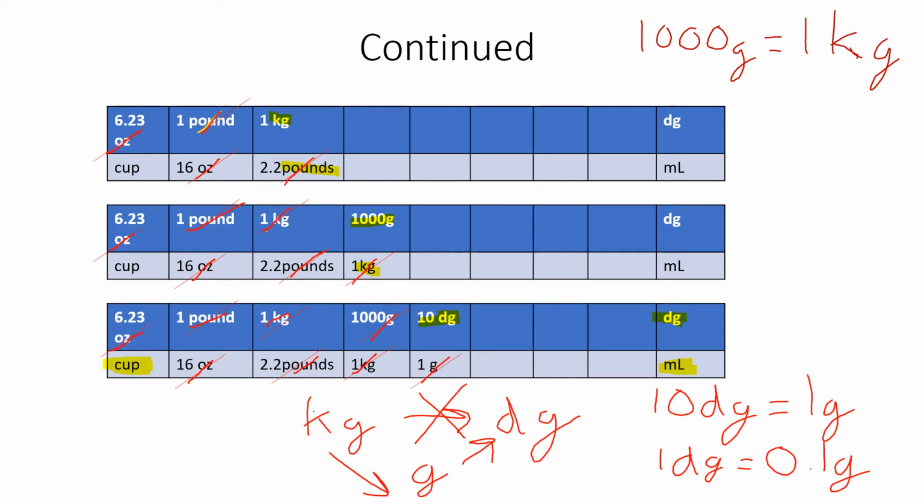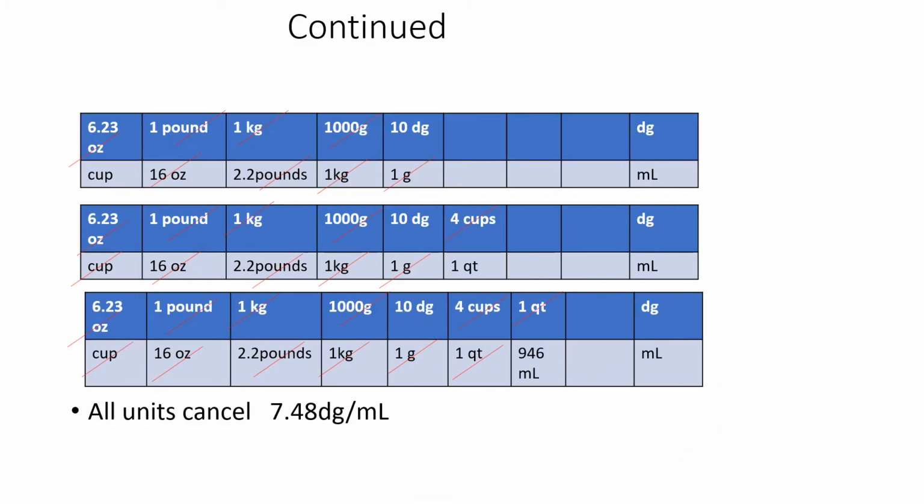We took care of the mass. We successfully converted ounces to decigrams, but what we've not done yet is the cups to the milliliters. So we're not finished yet. We still have more work to do on that. We're going to do that part on the next slide.